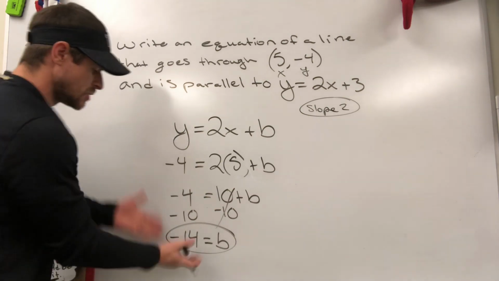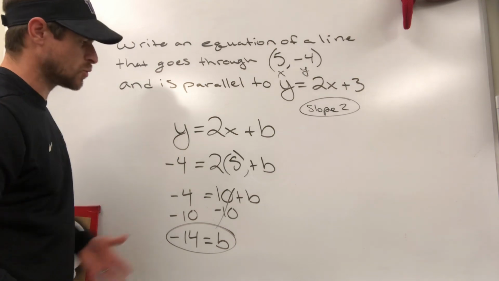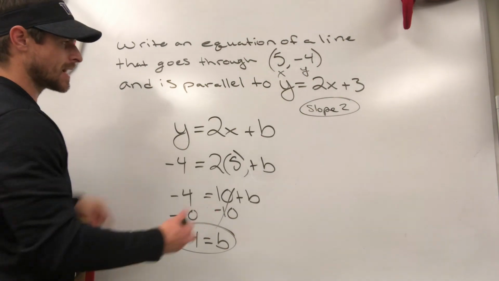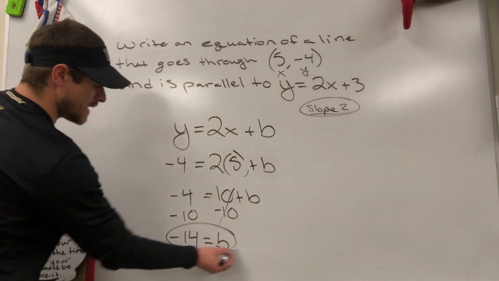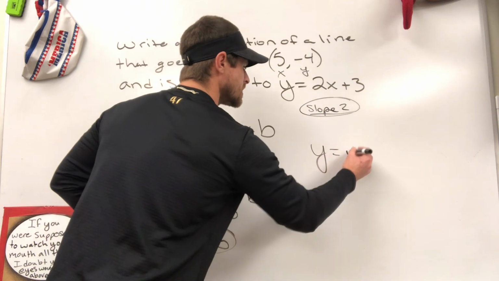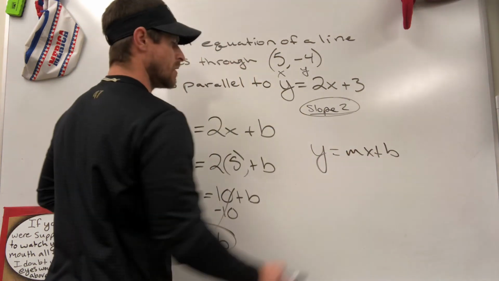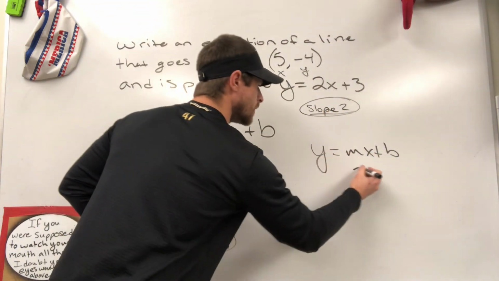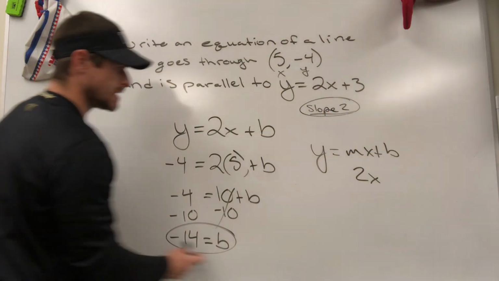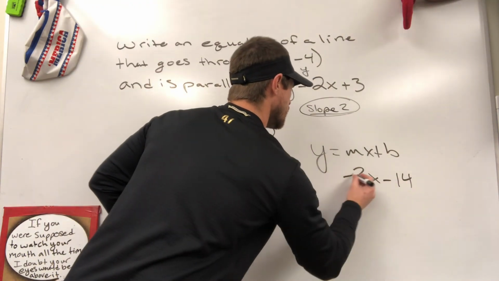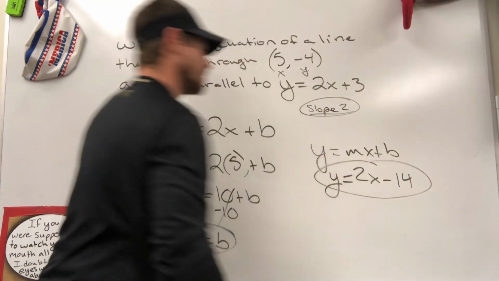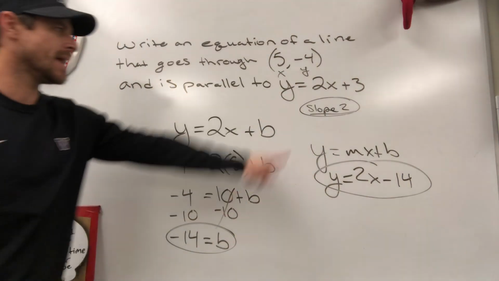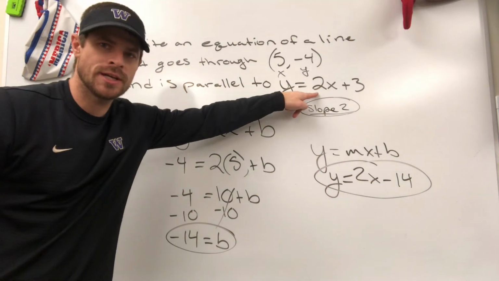A lot of times I'll have kids that will just stop right there, then they forget what the actual question was. Remember, the question is write an equation of a line. So I need an entire equation. Well, I've got the slope, I've got the y-intercept, so I can put a y equals mx plus b equation down. Slope is m, y-intercept is b. If slope is 2, put a 2 where the m is, put a -14 where the b is, and we've got ourselves the equation of a line that goes specifically through this point on a coordinate plane and will be parallel to this equation given here.